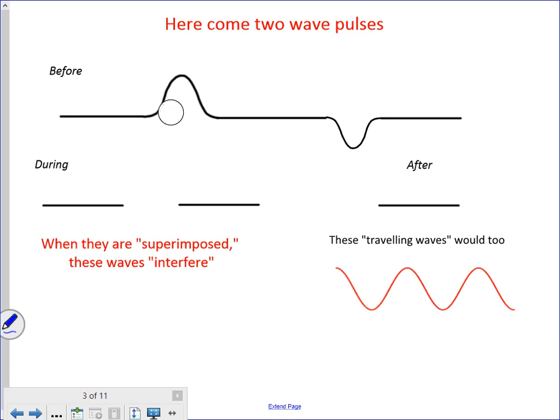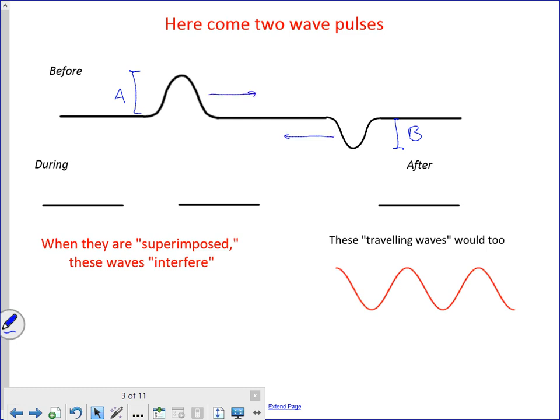Here come two other wave pulses. Again, let's say a crest with amplitude A, but a trough with amplitude B. Well, before they interfere, let's say they're coming at each other like this. During their interference, when they are superimposed, when one is right on top of the other, the interference result is something like this.